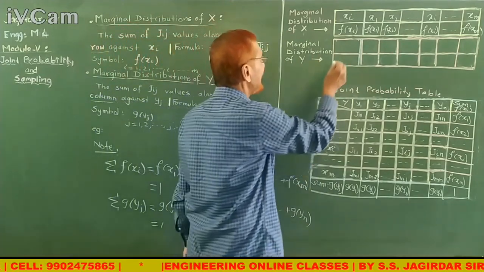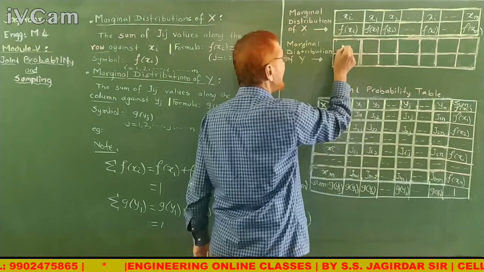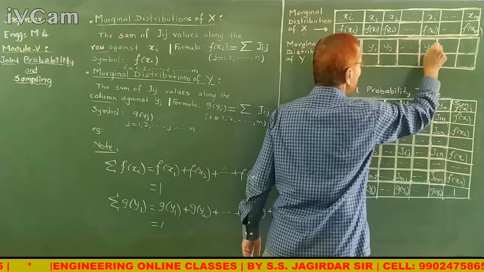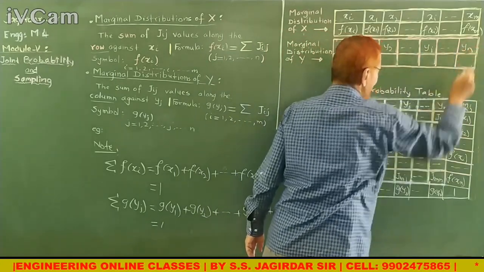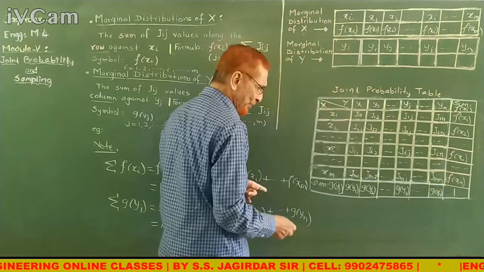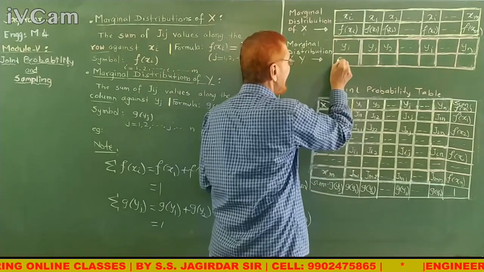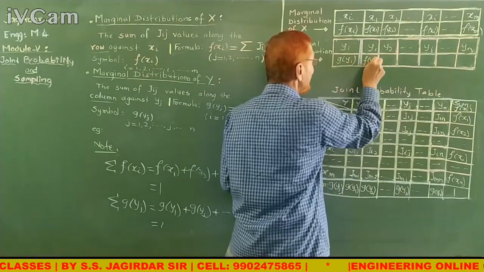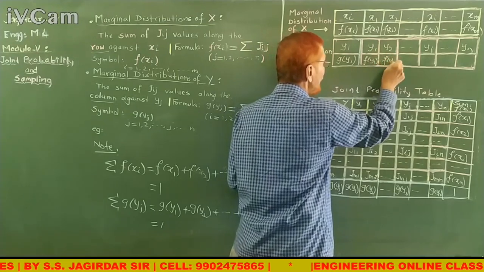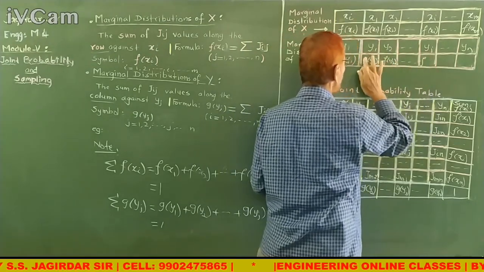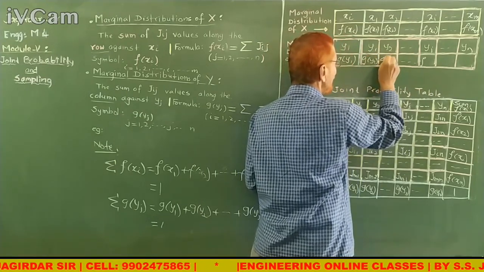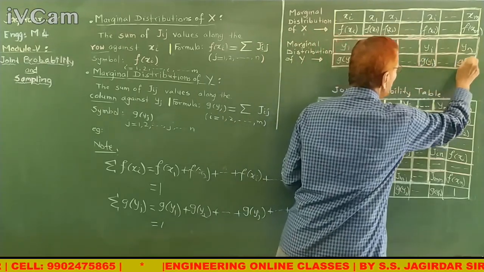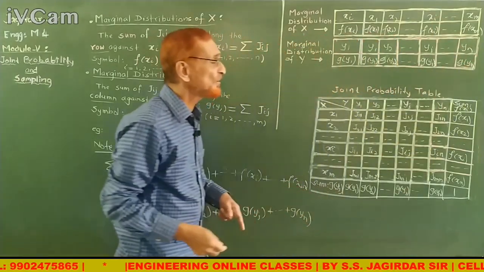And similarly for y also, all the y values you can list out here: y1, y2, y j, and the last value is y n, and the corresponding values are at the bottom. At the bottom you can see the marginal probability distributions, that is g y1 for y1, g y2 for y2, g y1, g y2 and g y j, and the last value is g y n. So this way these are the marginal distribution tables.